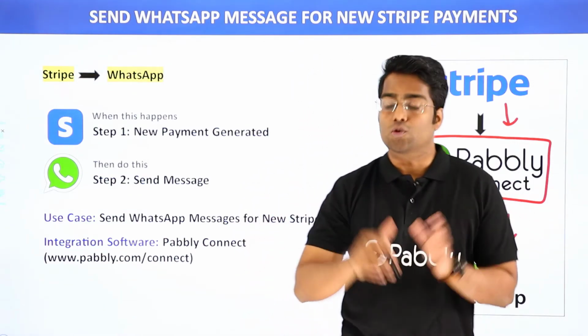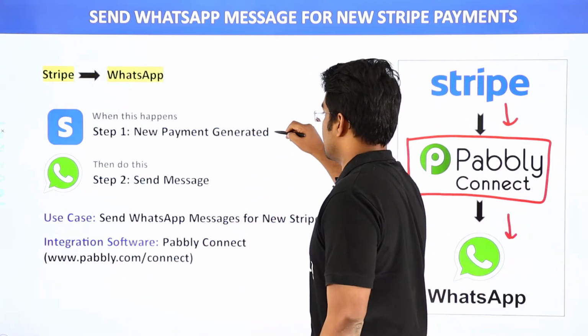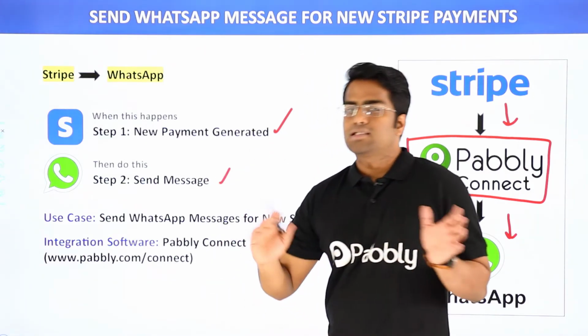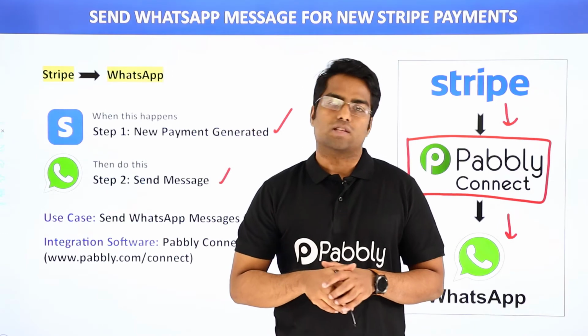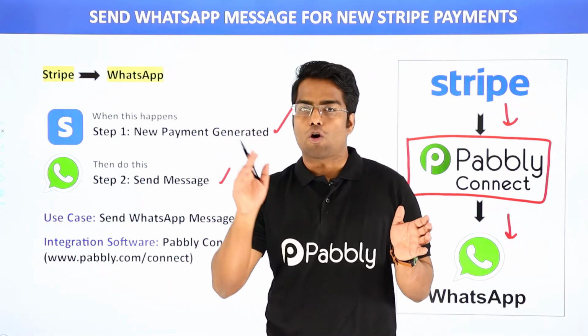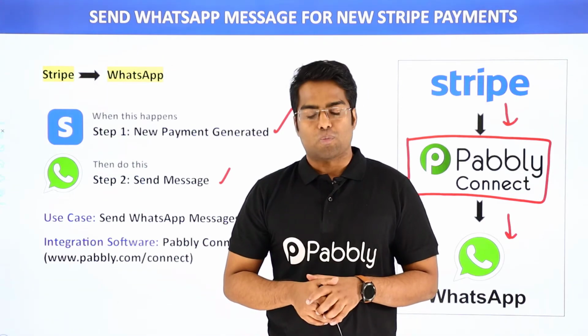What Pabbly Connect will do is, anytime a new payment is generated in Stripe, it will automatically send a message on WhatsApp. This integration can be done in very few steps. The best part of using Pabbly Connect is that there is no need for coding skills or programming knowledge. Let me show you on my screen.